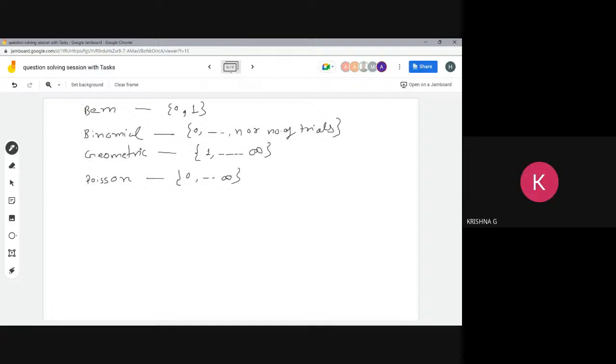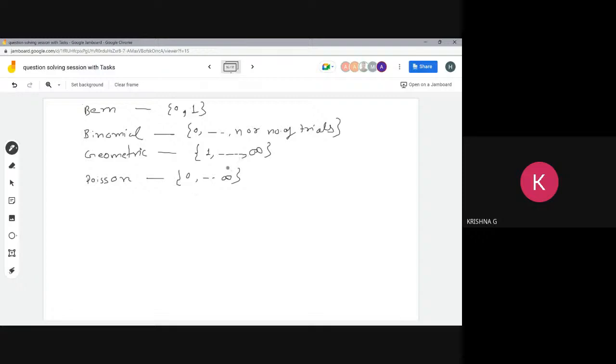See, Bernoulli is clear. If there is only one trial, if it is a failure, it is zero. If it is a success, it is one. Okay, that is clear. Binomial you also explained. Geometric has to start, at least one trial is required, and the first trial itself can be a success.